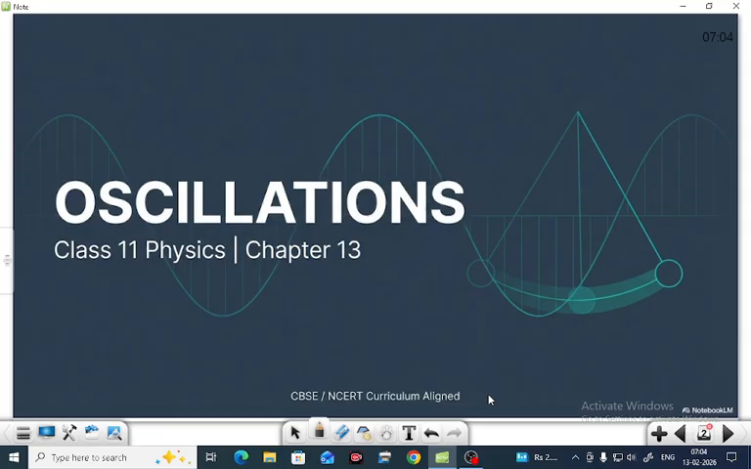Hello everyone. Today we shall discuss oscillations. That is Class 11 physics, chapter number 13. This is aligned to the CBSE NCERT curriculum. Now we'll discuss the different features of oscillations and how they work.